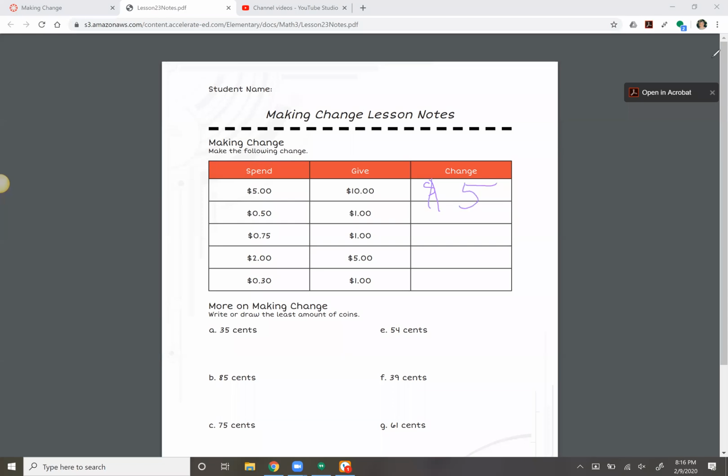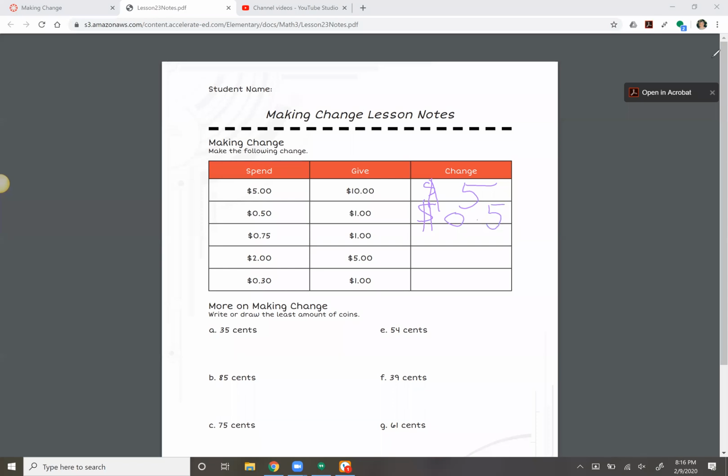Okay. 50 cents and $1. What is $1 minus 50 cents? We'll think, what is 100 minus 50? 50. So $1 minus 50 cents is 50 cents.